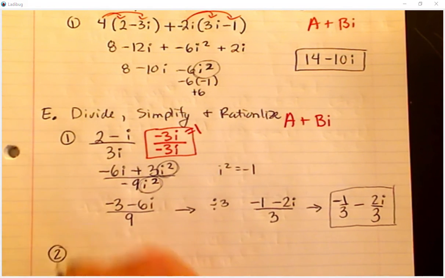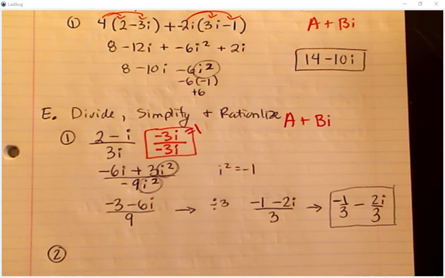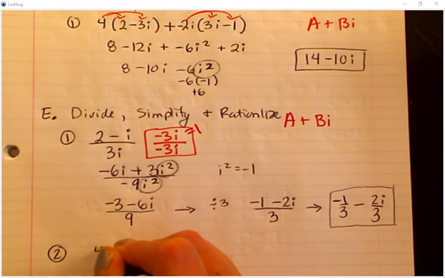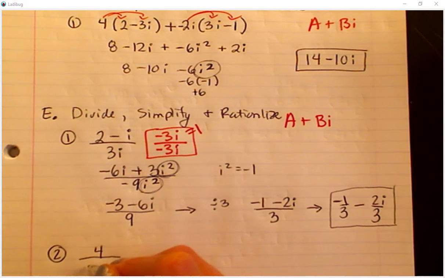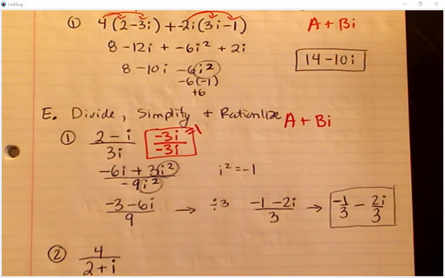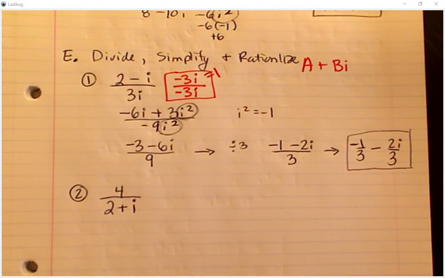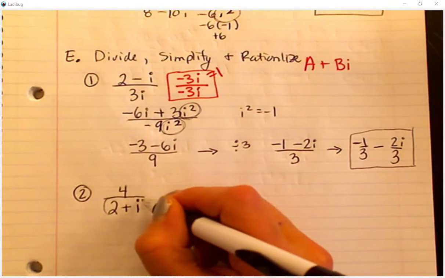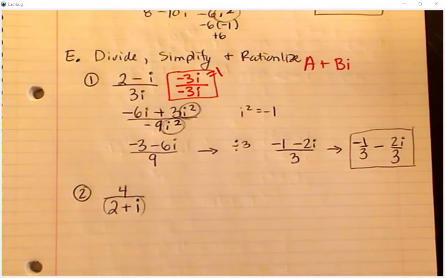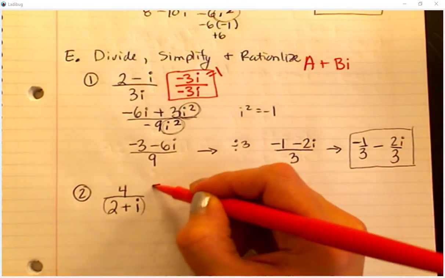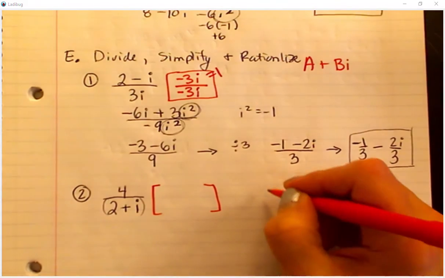Okay. Last one. 4 over 2 plus i. What am I going to multiply by? Right? This property of equality, guys. There are grouping symbols here. It's got to get fancy. It's not too fancy. Just a little bit fancy. But there's a vocab word here.